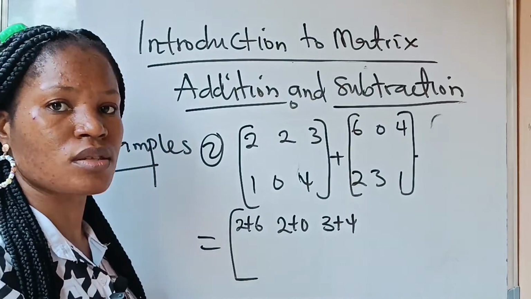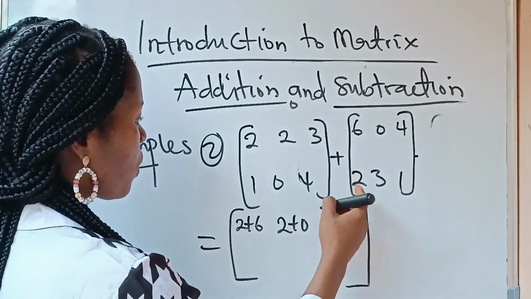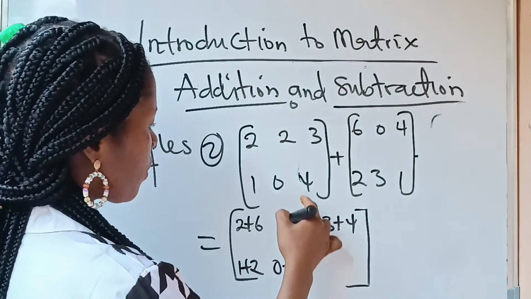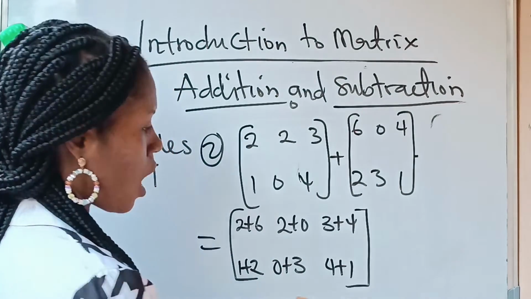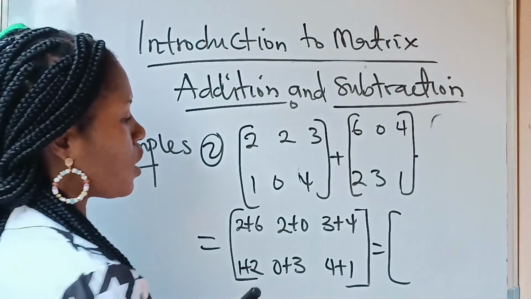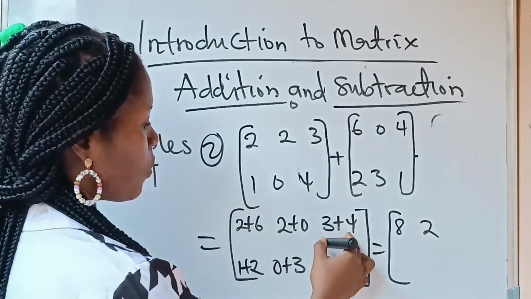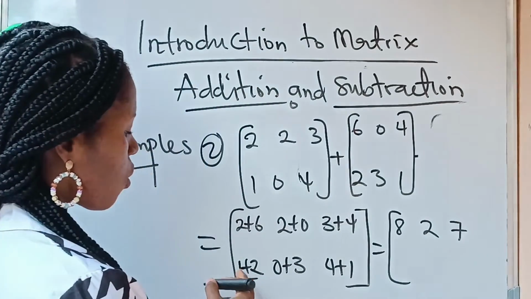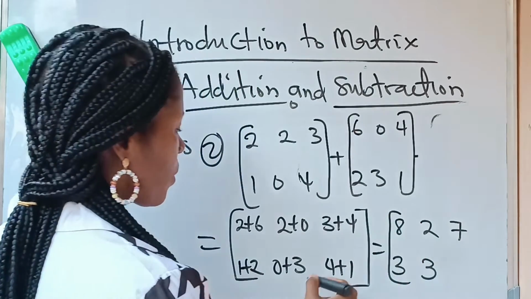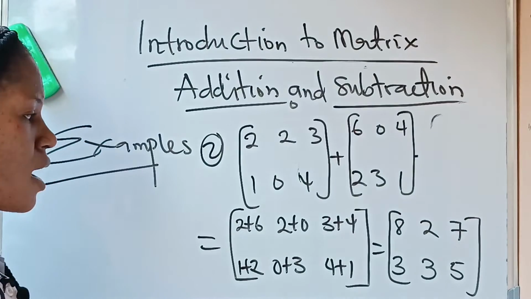They are occupying the same position in their respective matrices. Now we have 1 plus 2, 0 plus 3, 4 plus 1. Now this is equal to 2 plus 6, which gives us 8. 2 plus 0 gives us 2. 3 plus 4 gives us 7. 1 plus 2 gives us 3. 0 plus 3 gives us 3. And 4 plus 1 gives us 5.